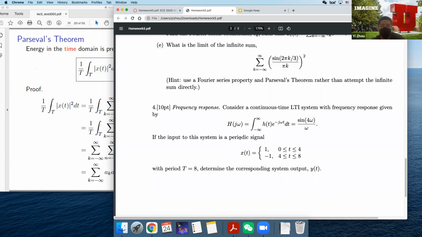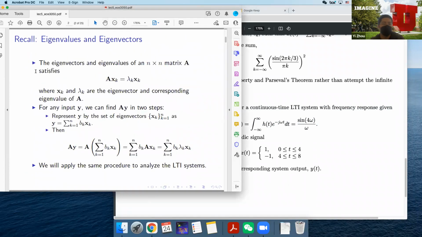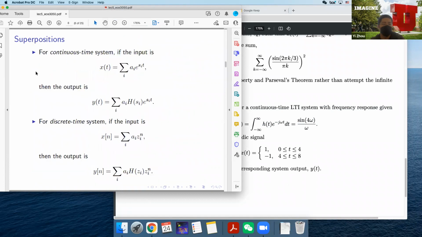I think problem 4 is that we are given an LTI system with a frequency response given by this one, and then we are inputting a periodic signal. Determine the output. So the idea is that since we are given the frequency response, we know this slide, we are given this frequency response.